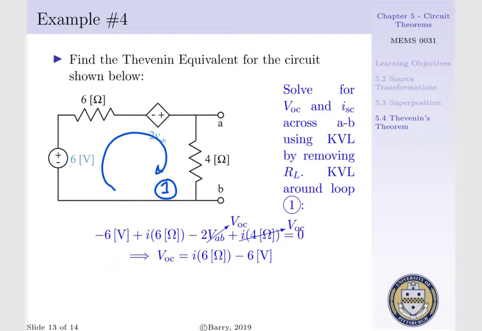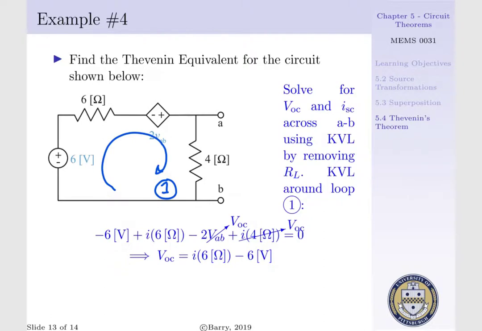Now we recognize VAB is equal to VOC, our open circuit voltage, such that I times 4 ohms is equal to VAB, which is equal to VOC, and VAB within our voltage-controlled voltage source can be represented as VOC. Thus, re-expressing our KVL equation in terms of our open circuit voltage, we have VOC is equal to I times 6 ohms minus 6 volts.